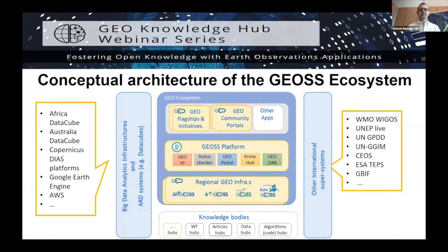What would the conceptual architecture of the GEOSS ecosystem look like? You see, this is more a document under discussion and an architecture organigram with the different components of the GEO ecosystem serving the needs of the GEO flagships and initiatives, the different GEO community portals, and you see the different components and where the Knowledge Hub in the middle inserts with them as a component of the entire GEOSS infrastructure.